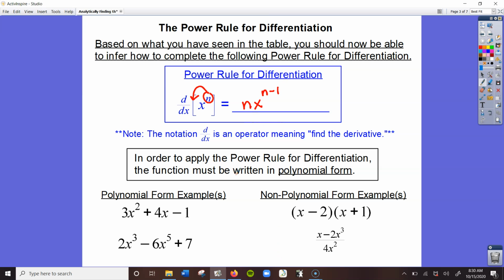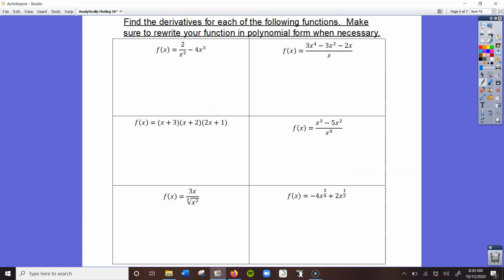Now this is important. In order to be able to apply the power rule, your function must be written in polynomial type form. So these are examples here. These are expressions that are in polynomial form, versus these that are not in polynomial form, but we can make it in polynomial form so that we can use the power rule. So sometimes we'll have to be forced to rewrite the function so that we can use this power rule. So let's practice with a couple of questions.